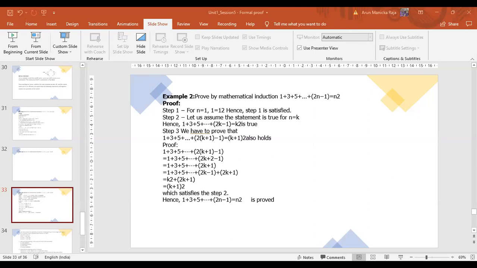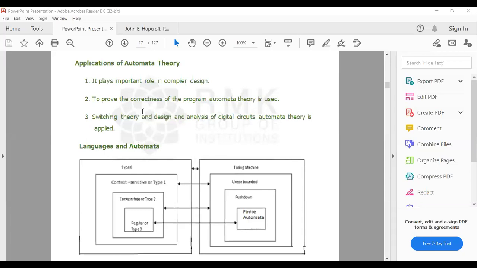Ma'am, did you change the slide, ma'am? Yes. It is still an example to prove by mathematical induction, ma'am. Okay, ma'am. Thank you, ma'am. I will update. Now able to see? Yes, ma'am. Okay.